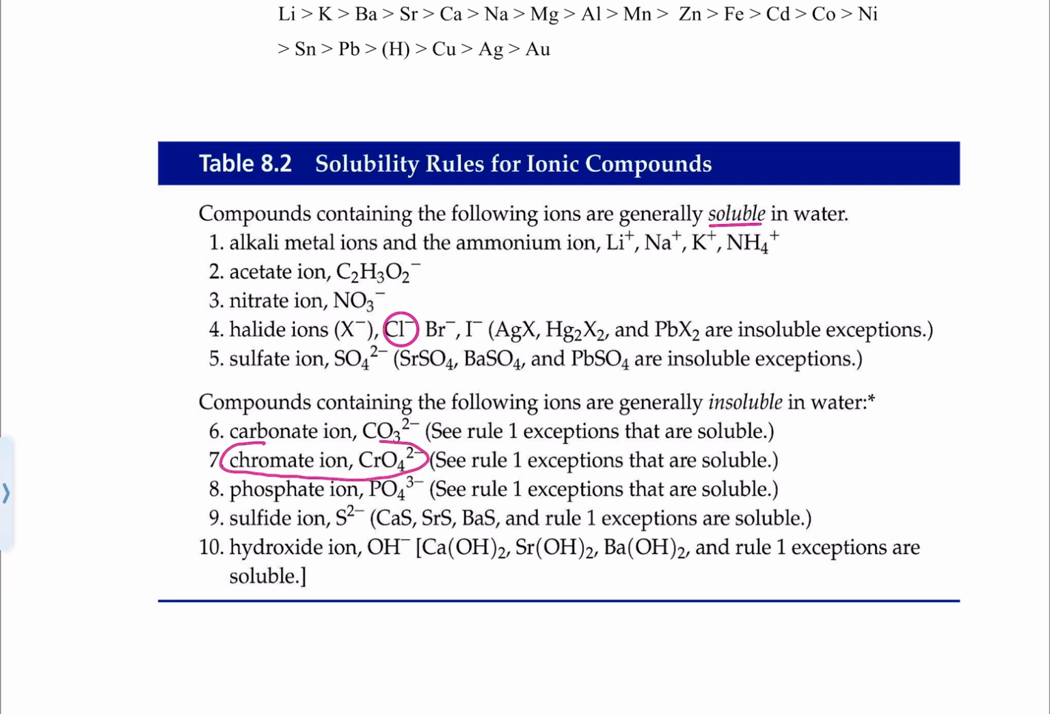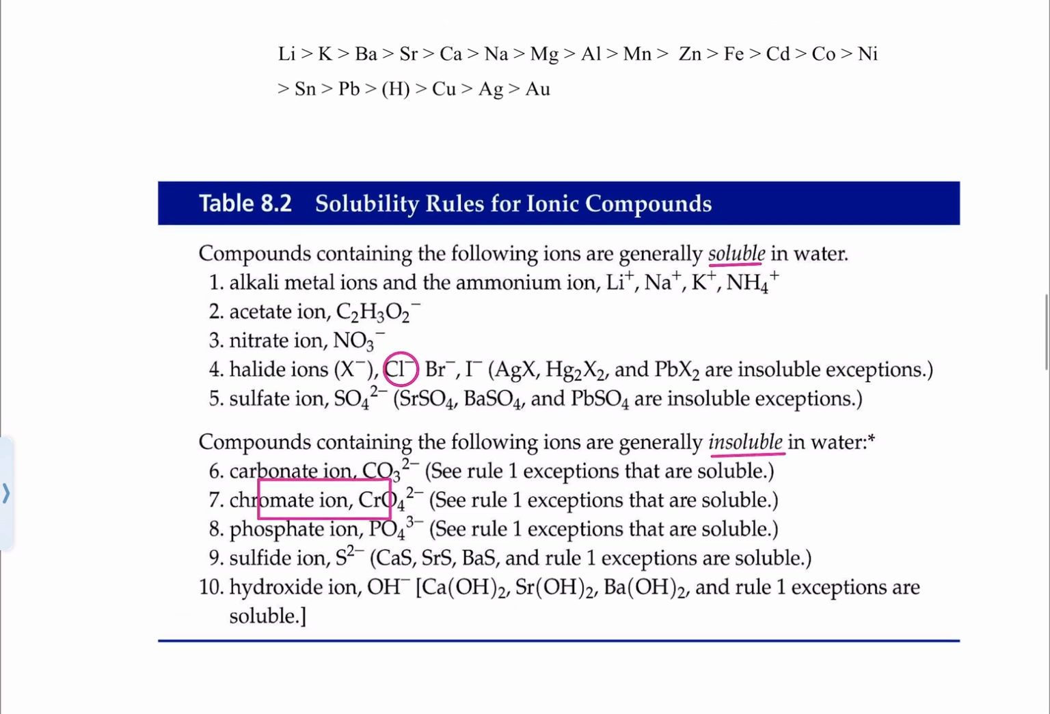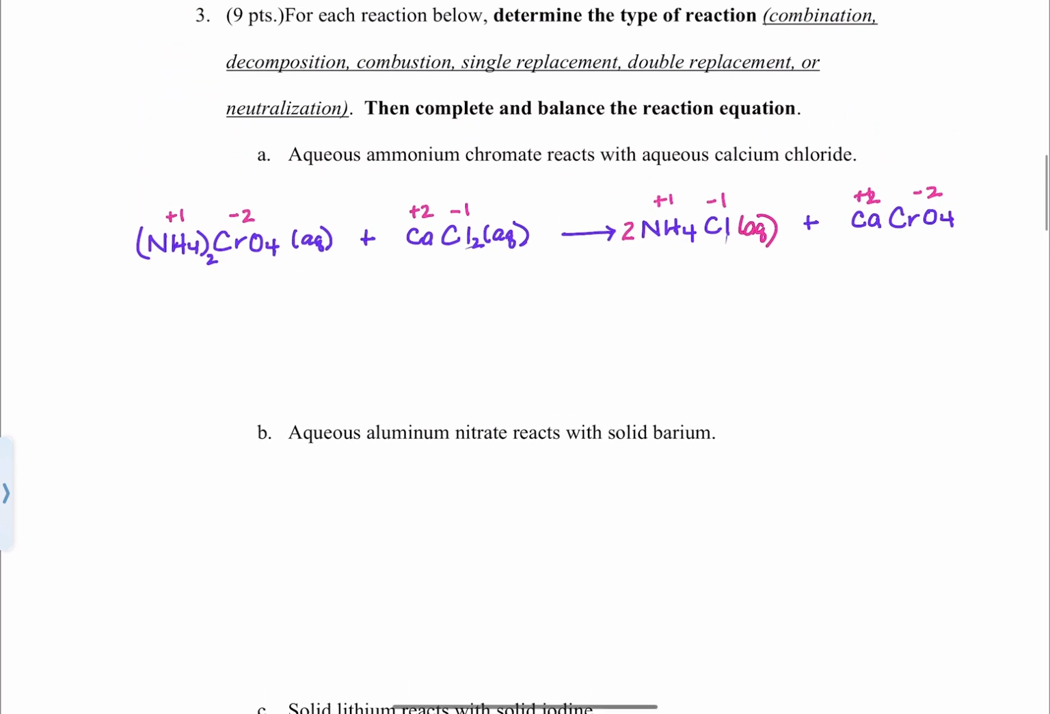Here we go. Here's a chromate ion. It turned it into a square. Oh, well, that is going to be insoluble. So if it's insoluble, that means it's going to form a solid because it's not soluble. So our chromate is solid. Okay, so now we have completed the reaction and everything that has been asked of you.